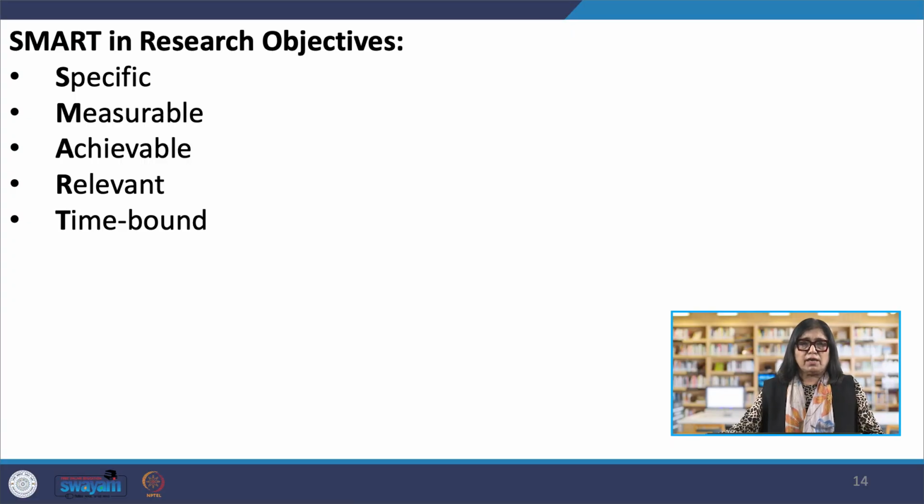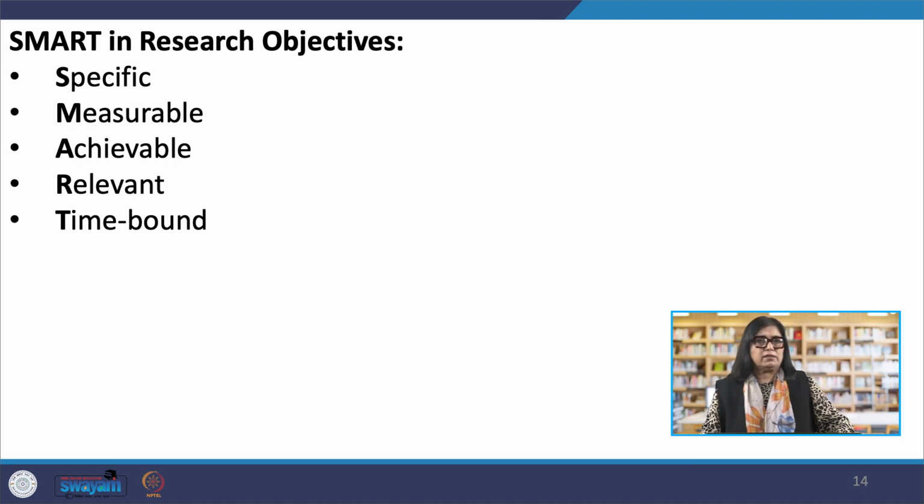How to write a good research objective and what should be the characteristics? So, again, it is SMART that one can follow: S for specific, M for measurable, A for achievable, R for relevant and T for time bound, like a research question.